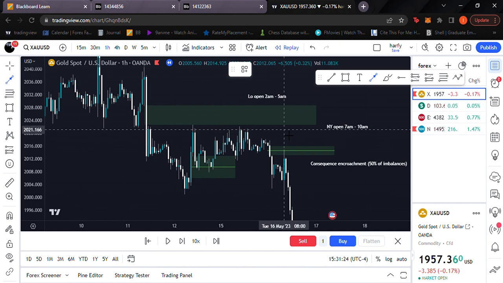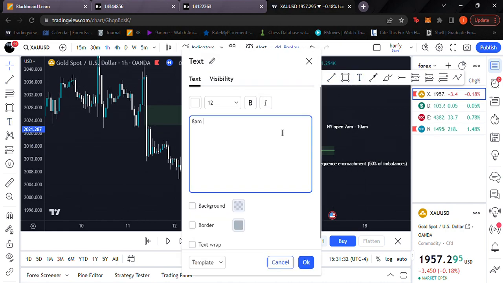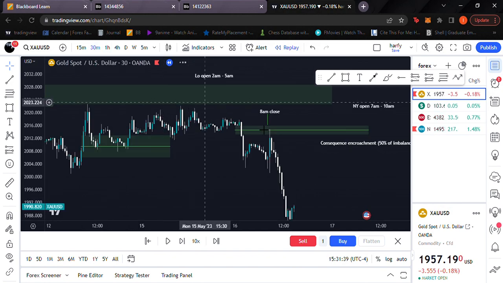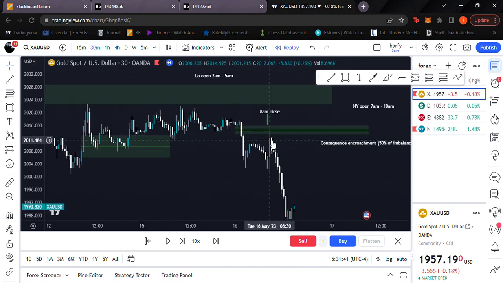on liquidity. This candle right here is at 8 o'clock. It closes at 8 o'clock. 8 a.m. close. Then at 8, this candle closed at 9 a.m.